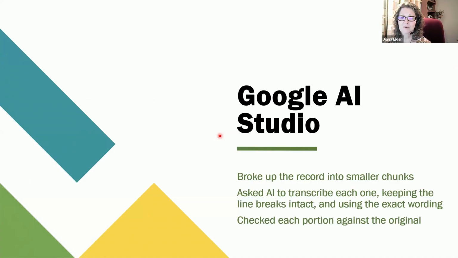What I had to do though, even Google AI Studio struggled with this at first until I broke it up into smaller chunks. So I just screenshot smaller bits of it and let it focus on each one, and tried to make it a little bit bigger so it could read it more easily. And I asked it to keep the line breaks. That's a really important thing to do, and to use the exact wording. Then as I went through, I checked very carefully each one to make sure it was correct.